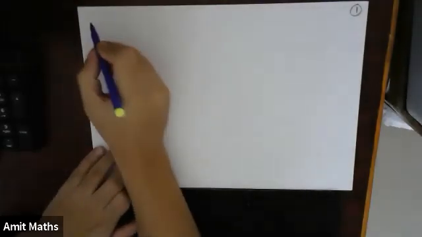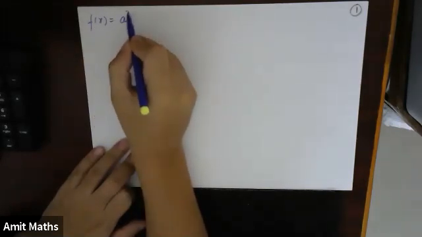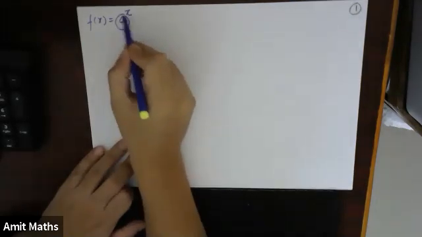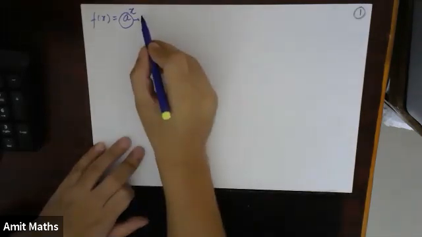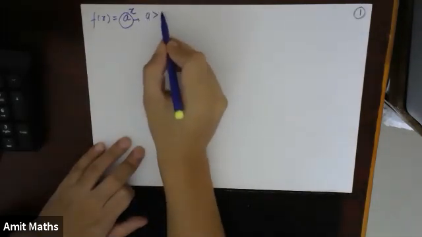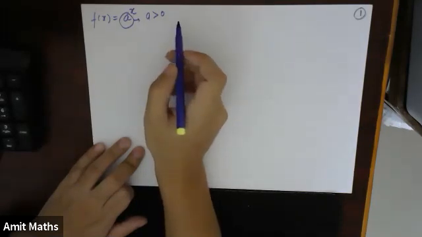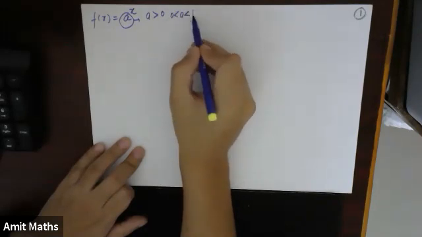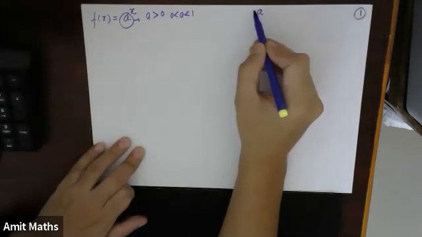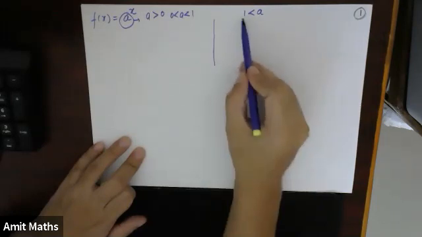Any exponential function can be written in the form f(x) = a^x, where a is known as the base. Now a has to be greater than 0. If a is greater than 0, then a can be divided into two parts: first, when a is greater than 0 and less than 1, and second, when a is greater than 1.